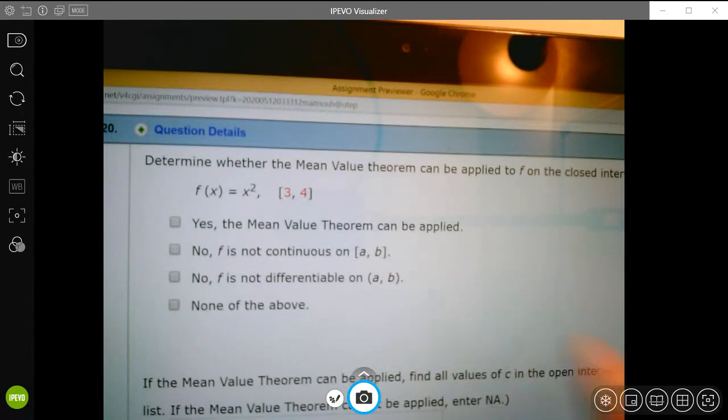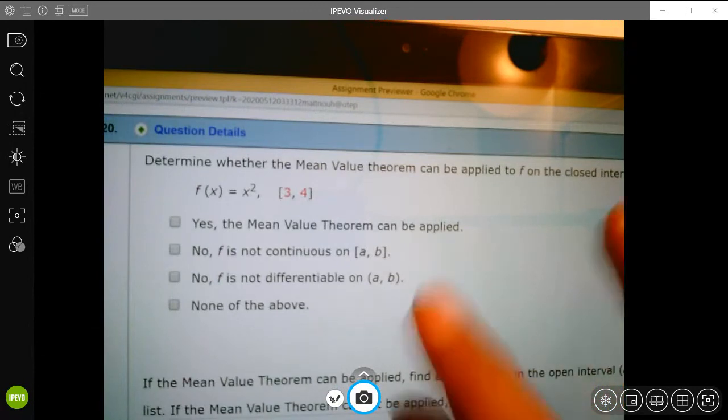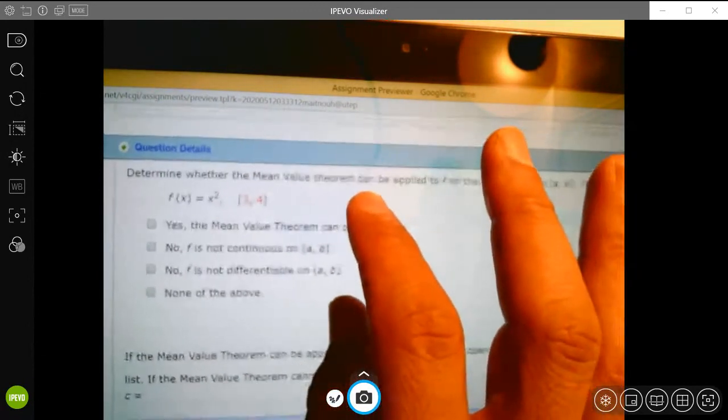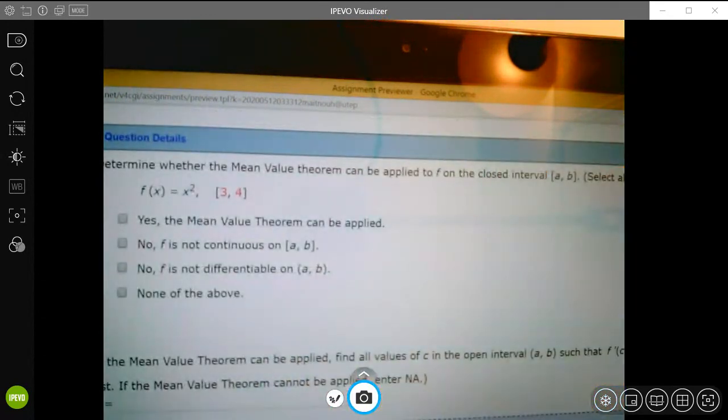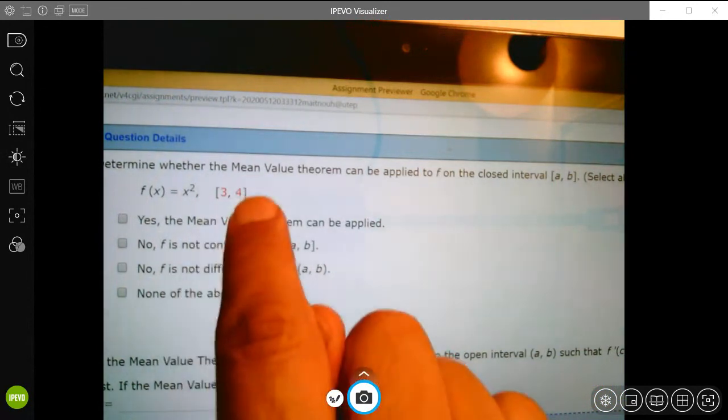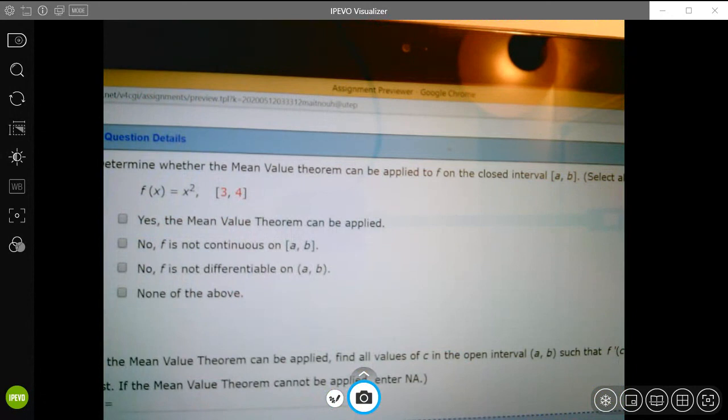Okay, maybe the mean value theorem. So if you remember the mean value theorem, we give you this function f of x equals x squared on the interval 3, 4. What does the mean value theorem mean? It is f of 4 minus f of 3 over 4 minus 3 has to be the derivative at a certain point. This one is continuous and differentiable, so there is no problem applying the mean value theorem here. The derivative actually is 2x.